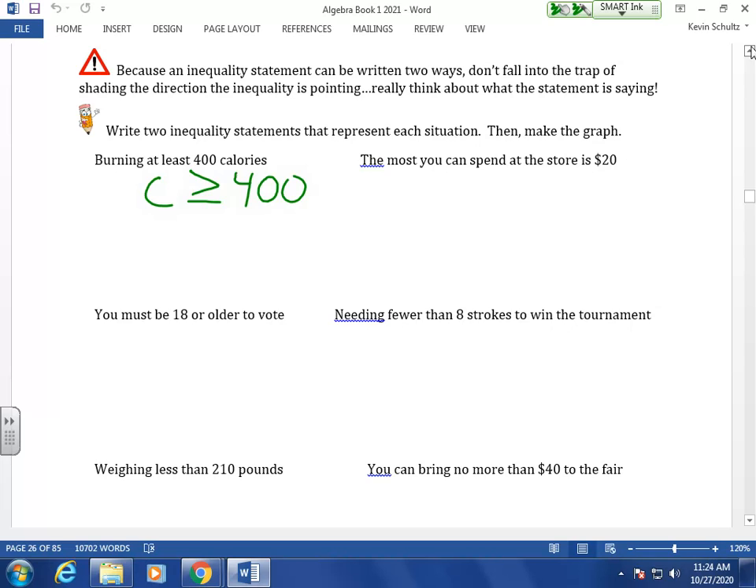Very, very good. Yeah. If C is greater than or equal to 400, then the relationship between 400 and C, 400 is going to be less than or equal to C. So when you reverse the variable and our target number, our solution number, the inequality sign must also flip. And we see why that works when we graph this, right? When we graph this, we've got a number line here, and I don't know how you did it last year and years past. If you want to keep it that way, great.